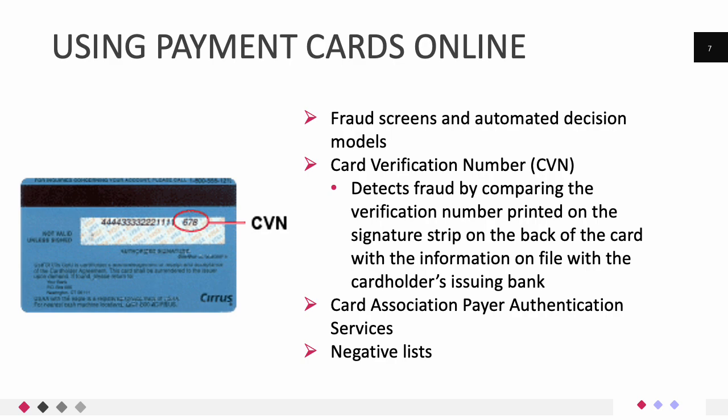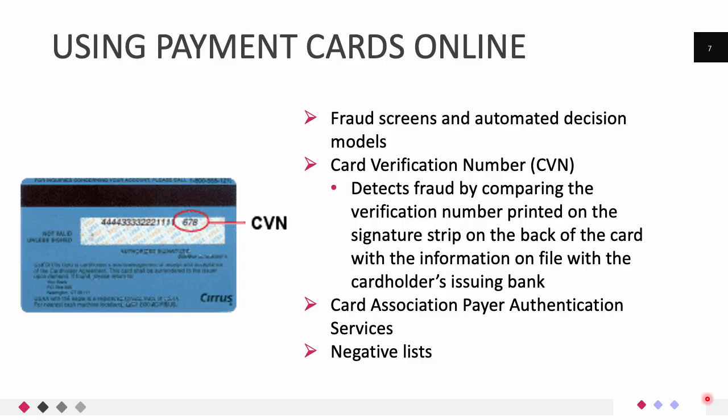And then the next one is the fraud screen and automated decision models. It's like a robot detective that analyzes your purchase. The next one is the CVN, the card verification number. The three-digit code on the back of your card. The website asks for this to prove you actually have the physical card. If there's no code, no payment.